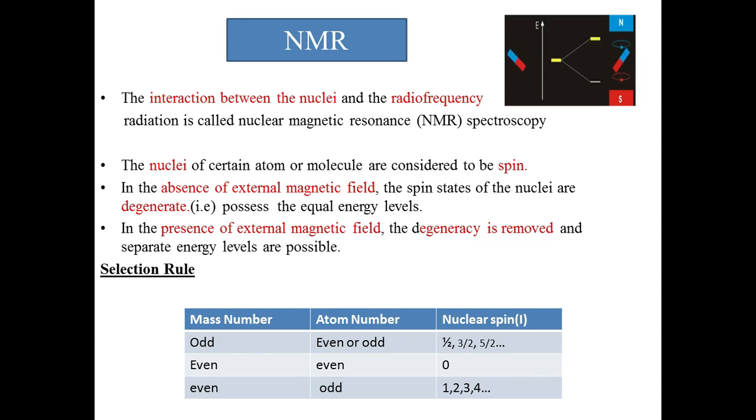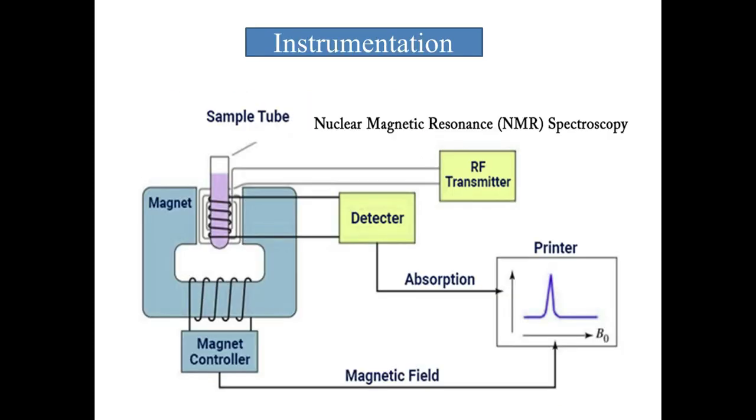What is the selection rule? If the mass number is odd and the atomic number is even, NMR is active. If the mass number is odd and the atomic number is odd, the nuclear spin is I equal to 3/2, 5/2, so NMR is active. Even-even is NMR inactive, and even-odd is NMR inactive. So this is the selection rule.